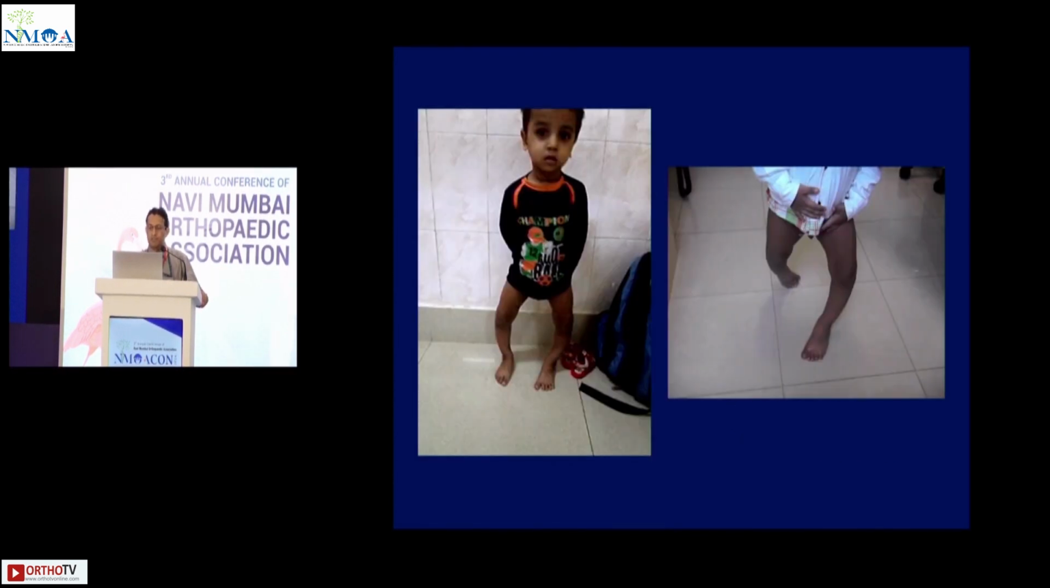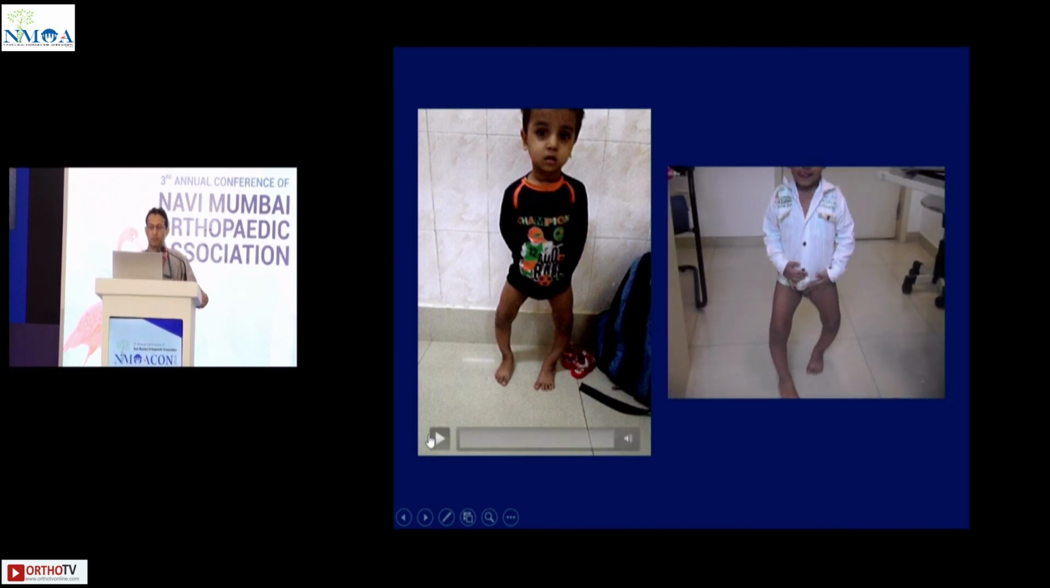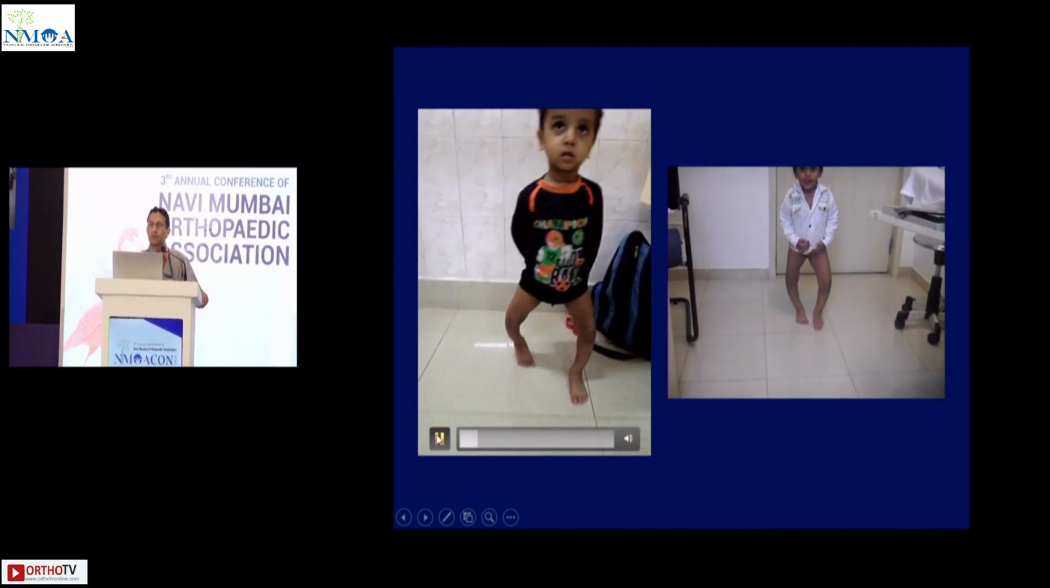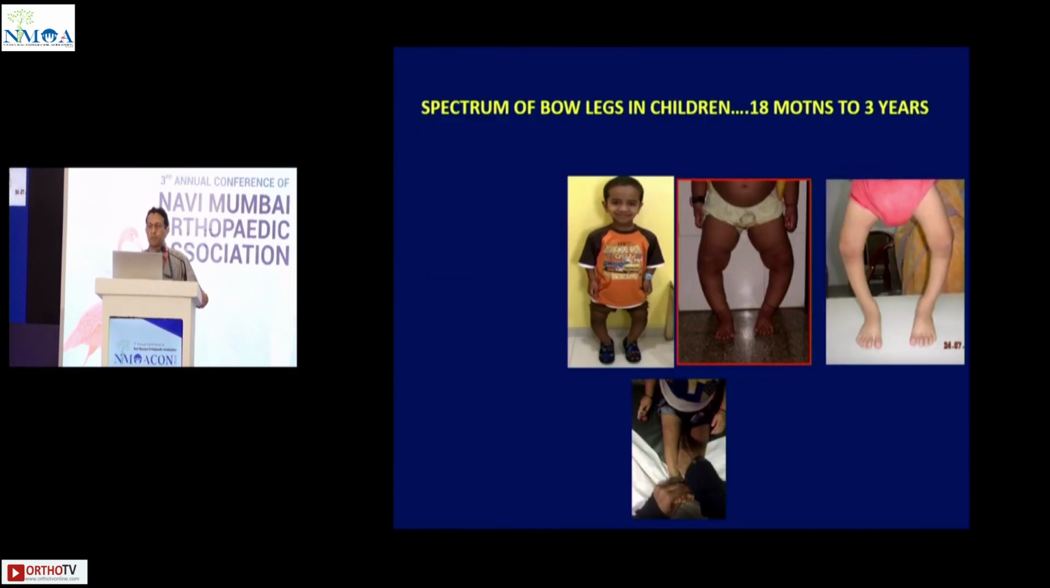Again, a very common problem seen is bow-leggedness in children. So children walk like this in the clinic. Many of them will come like this, and if they're symmetrical, they are usually physiological up to age 2 years. But beyond 2 years, you need to evaluate them. Again, there's a whole spectrum of these. This is a whole spectrum of bow-leg in children. Each one of them is different.